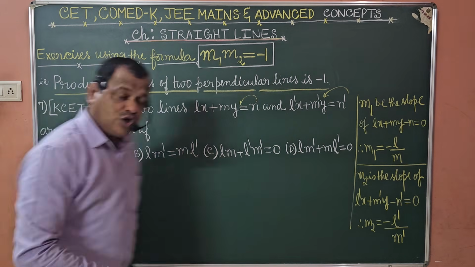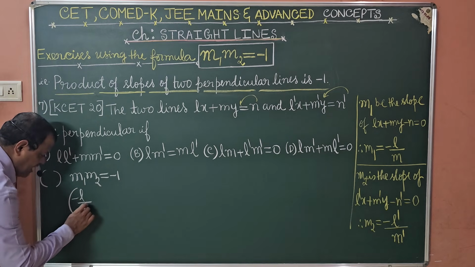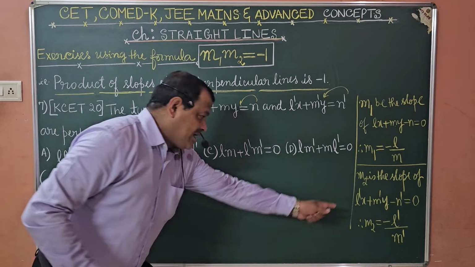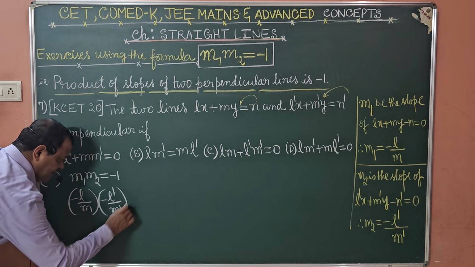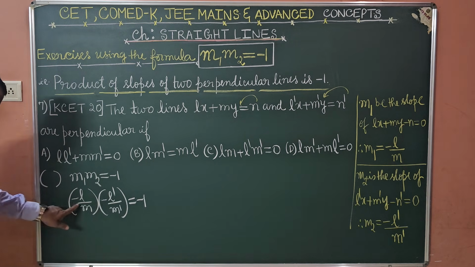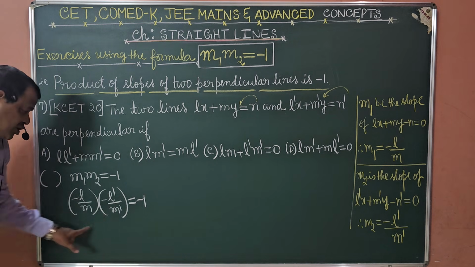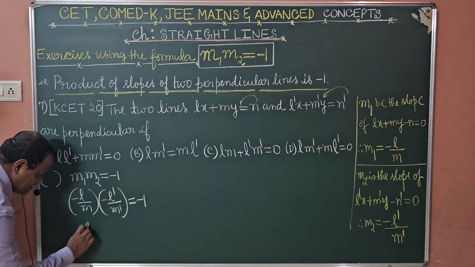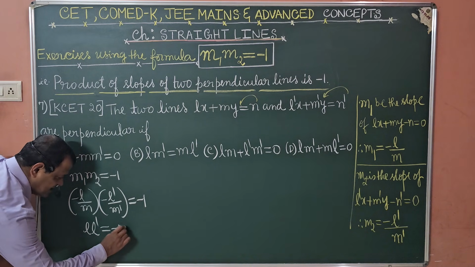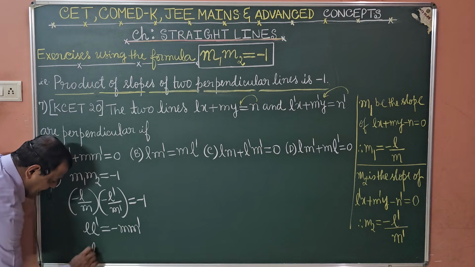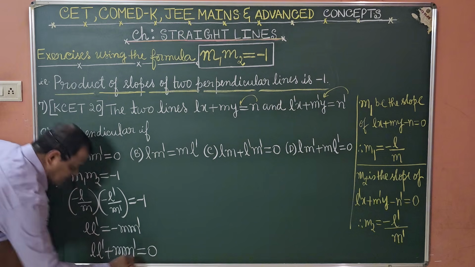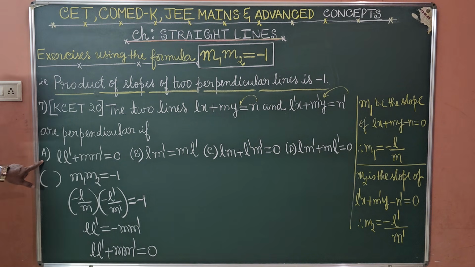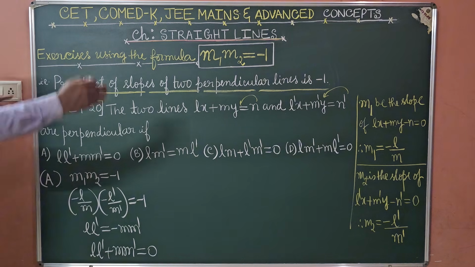M1, I will substitute minus L by M, into M2, I will substitute minus L' by M', is equal to minus 1. Therefore, my dear students, look at this. Minus L into minus L' over M into M'. So L L' is equal to minus M M'. Or in other words, answer required is L L' plus M M' is equal to 0. And this condition you could see in option A. Therefore, for this question, option A is correct. Kindly go through the solution.